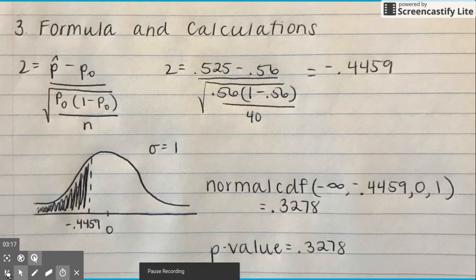Then in order to find your p-value, you use your calculator function and a sketch. In this case, we would shade left of the found test statistic because the alternative hypothesis states that p is less than 0.56. So on the calculator, you use normal CDF, and inside the parentheses, you use negative infinity, your test statistic, which was found above, which is negative 0.4459, the mean and standard deviation, which in this case are 0 and 1, and that comes out to 0.3278, and that is also your p-value.